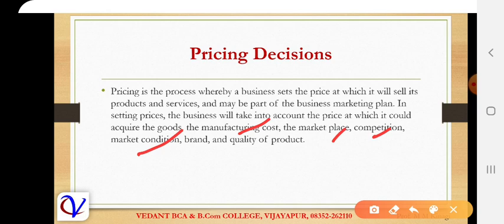Then market condition. What is the condition of the market? If the availability of the product is more, then definitely we need to keep the lesser price. If the availability is less, that is, there is scarcity in the market, then definitely we need to keep the higher price. Depending on the situation, we need to change. Then if you talk about the brand, if it is a good brand, then definitely people will buy.